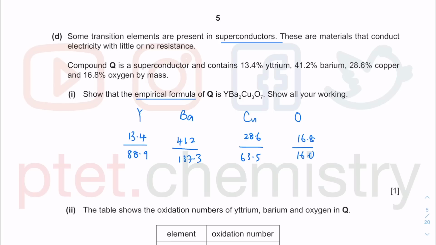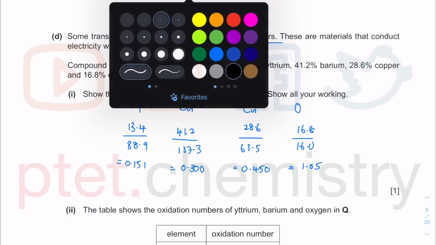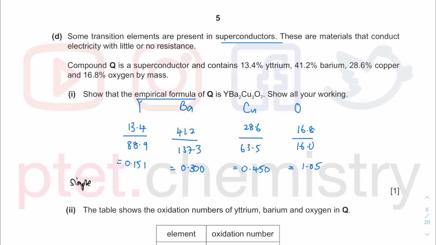So press your calculator, 13.4 divided by 88.9. I get 0.151 to 3 significant figures. Of course these are 1 mark questions, so I should really speed up and get it done. But no matter how much we speed up, we have to maintain a certain standard of our handwriting as well as the clarity of our work. So that was just mole concept, and then we have to divide by the smallest to get the simplest ratio.